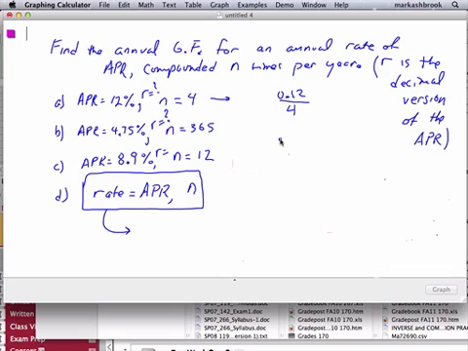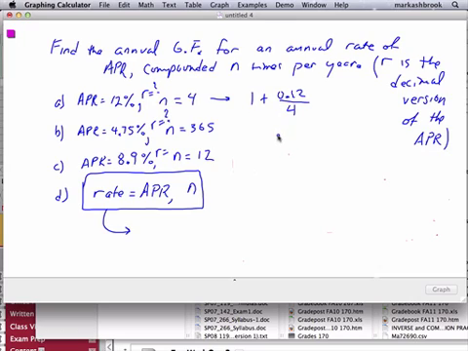So we start with 0.12 divided by 4, right? And what does that number represent? It's not monthly. It's not a growth factor. It's the quarterly increase. How do we get the quarterly growth factor? Add 1.